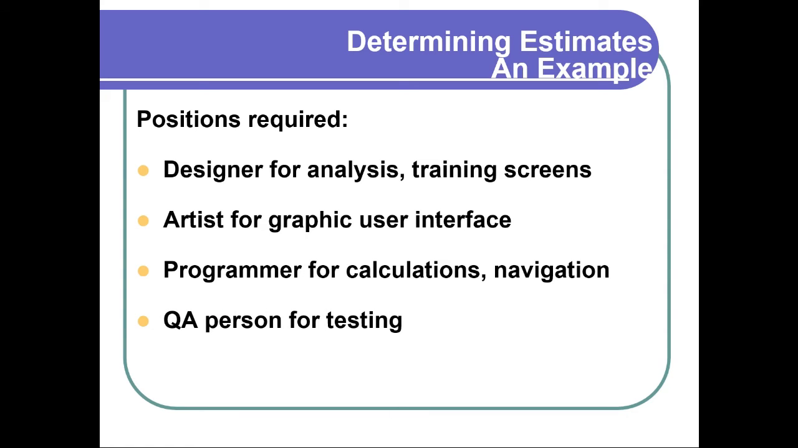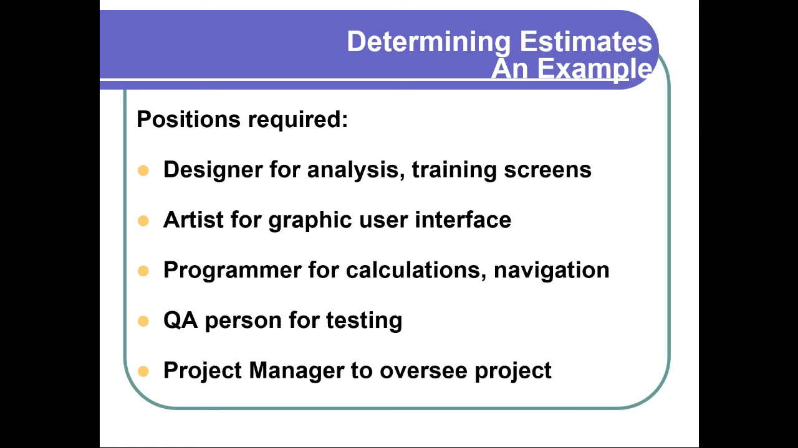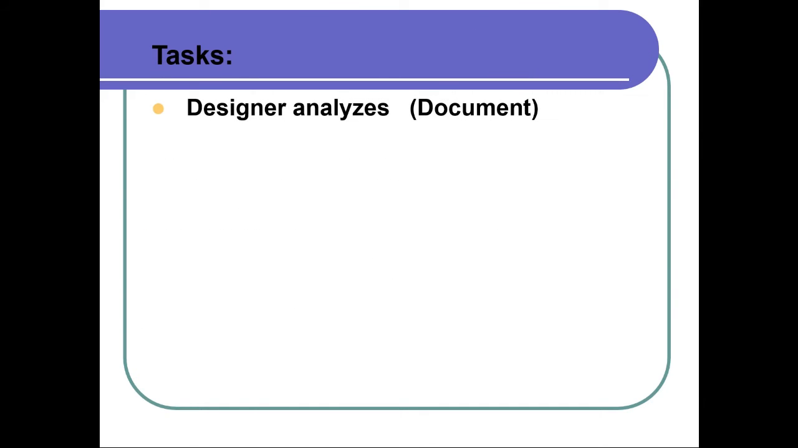I might want a QA person, quality assurance, for the testing. And then, of course, I might want some kind of project manager to oversee this entire project. So I want to think through, once I have a scope and the major elements of the project, I want to break them down by who's going to do what. Now, once I have that, I want to think about, okay, so what are the tasks?